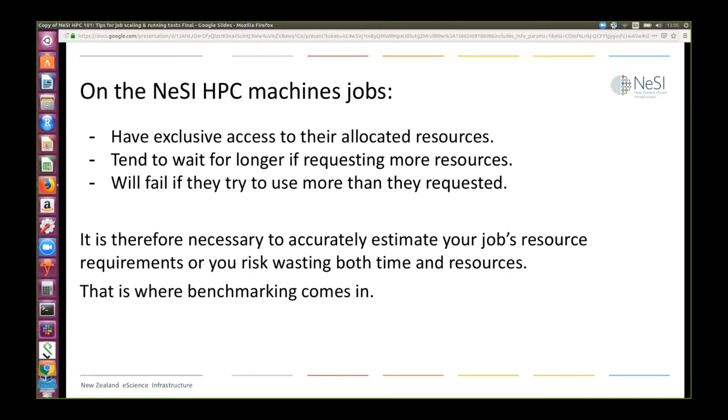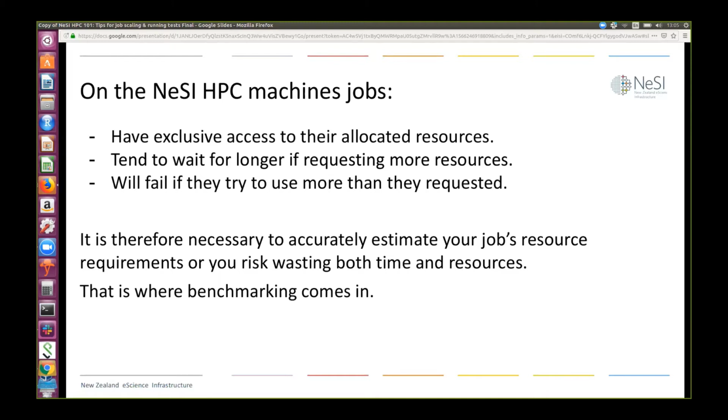With the NeSI HPCs, there is essentially a prerequisite that you at least have some general understanding of the basic dimensions of your jobs. So you should know how long your job's going to run for, how much memory it will need, and how many CPUs it will need. This is because when you submit jobs on the NeSI HPC systems, you have to specify those requirements at submission. And if your job needs more than what you've specified, then it's likely to fail.